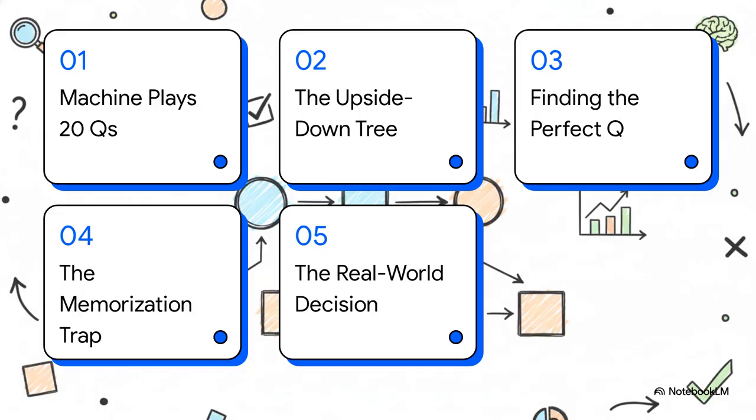All right, here's our roadmap for this explainer. First up, we'll start with that familiar game. Then we're going to peek inside the tree structure, see how it actually learns, figure out its biggest weakness, and finally, we'll see how it makes some really big decisions out in the real world. You ready? Let's jump in.